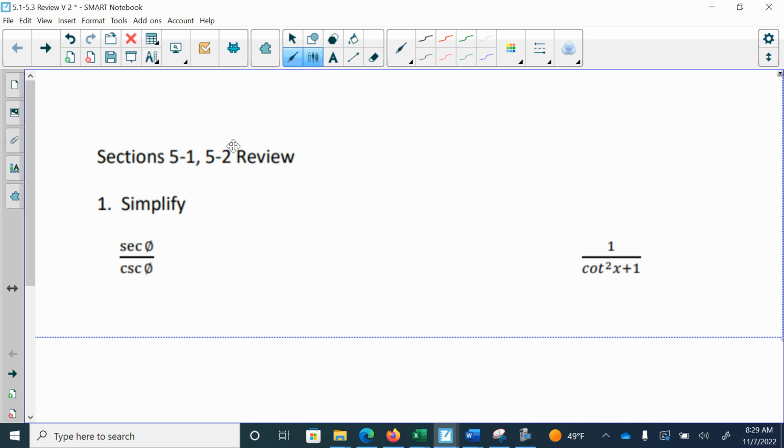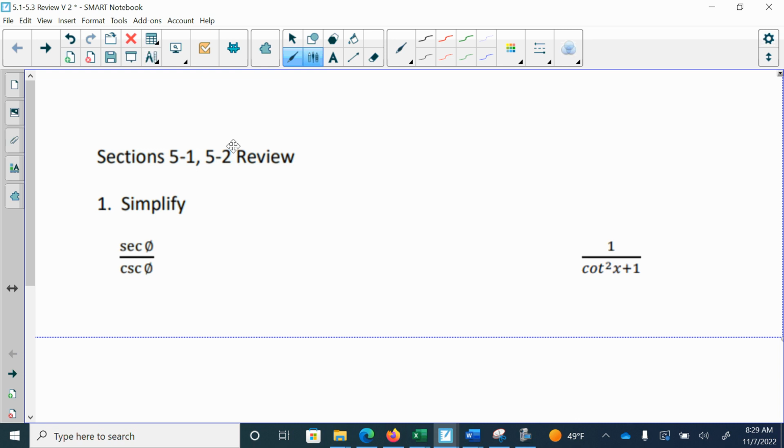I am going to do a video to go over the problems for the 5.1 to 5.3 review worksheet. That is the version 2, so it's the second one that we've given you. The first page is reviewing 5.1 and 5.2, which is simplifying and verifying identities. So the first one is simplifying.